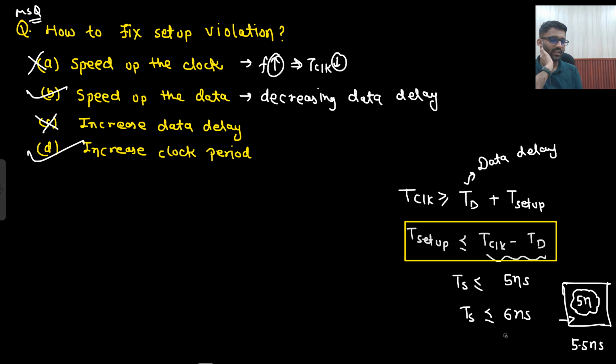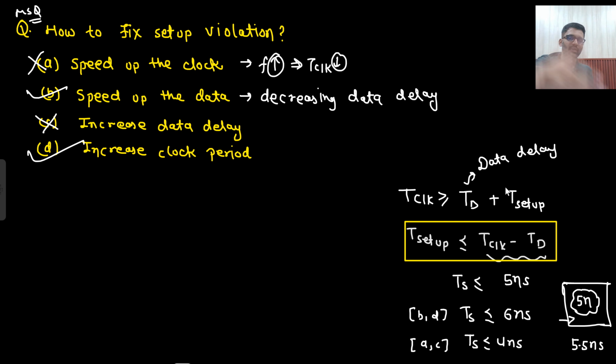So this is how you are going to think in the examination. I will just write down T setup 4 nanosecond. This we are getting in options A and C, and this we are getting in options B and D. When you revise, you will be able to understand what we wrote. Okay, let's see the next one.